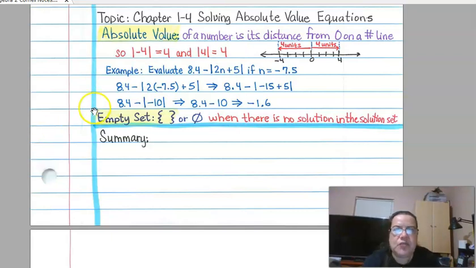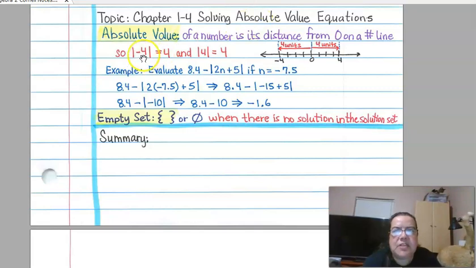In chapter 1-4, we see that we're going to be solving absolute value equations. So now, what is absolute value? Well, absolute value is just the distance from 0 to any number on a number line.